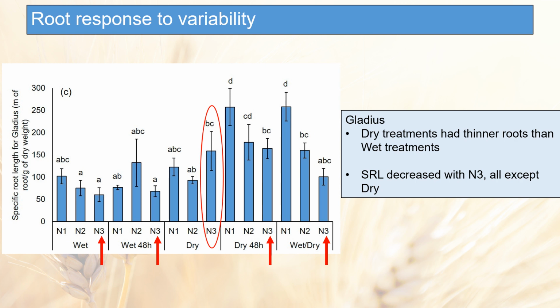But interestingly, you can also see that specific root length decreased, so roots were thicker with the N3 treatment, my highest N treatment, specifically shown here where these arrows are. However, this trend was not seen for the dry water treatment, which could suggest that plants were looking for water and so wanted to send out roots. Not necessarily more roots, but thinner roots, and not wasting as much carbon.